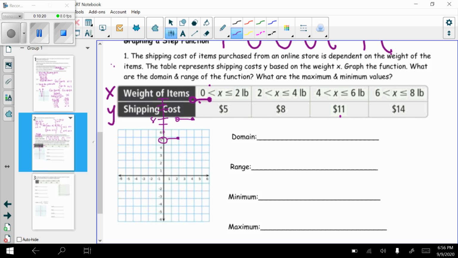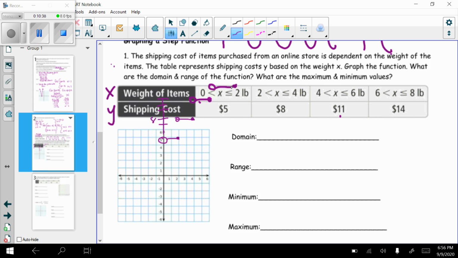(6, 14) is open. (8, 14) closed. So that is our graph. And it's called a step function, right? Again, it looks like staircases. They look like steps. My domain, I can pick my domain from my x's up here.